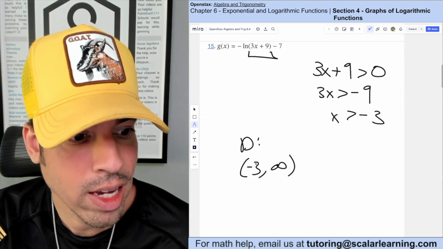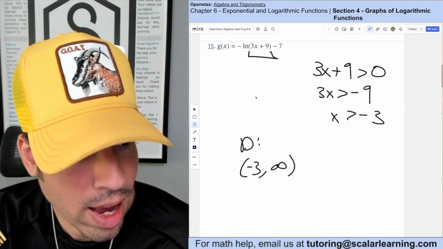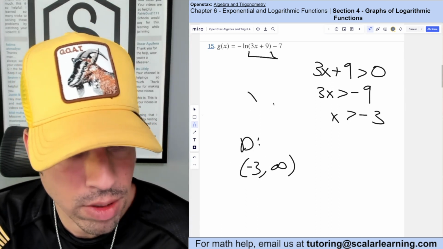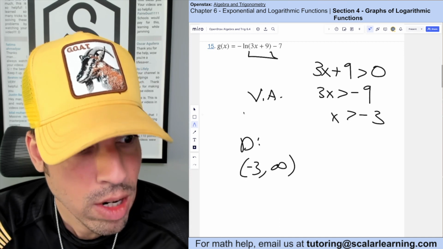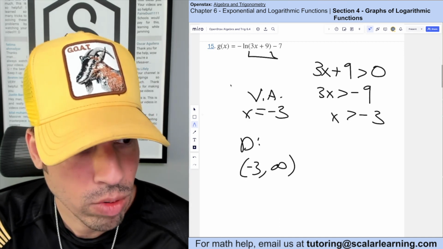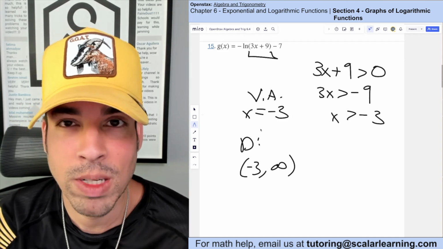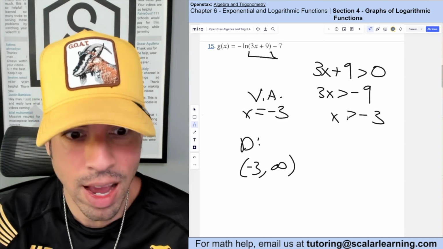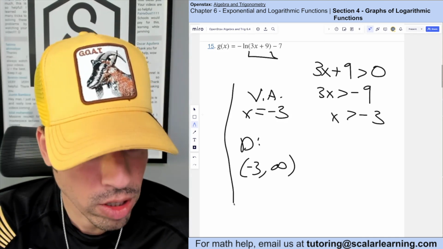What about my vertical asymptote? My vertical asymptote is at x equals the start of this domain. So the vertical asymptote is x equals negative 3. And that makes sense because the vertical asymptote is meant to be a boundary for x values. And we just said x has to be greater than negative 3. So there you go. Boom.